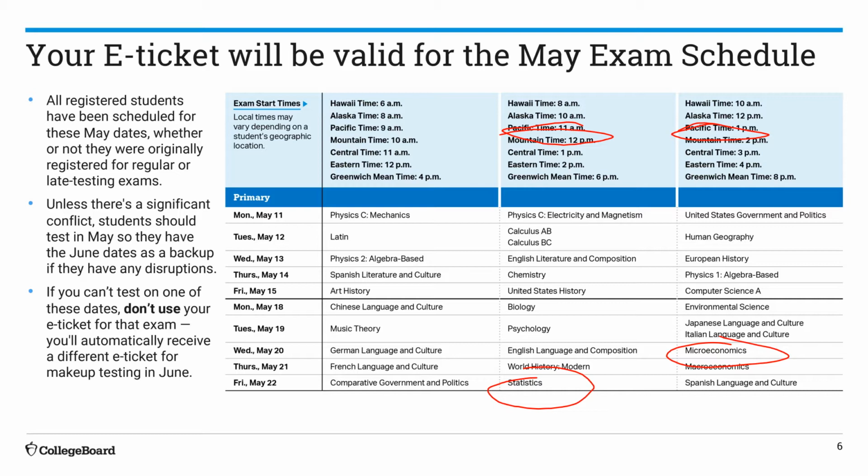If you don't use your ticket for that test because you have a conflict for some reason, it'll automatically become available for your makeup test in June. The strong encouragement is that you take the test, because if something goes wrong in this test in May, you still have a chance to make it up in June. If something goes wrong in June, as far as I know, you're out of luck. So take it in May if you can.